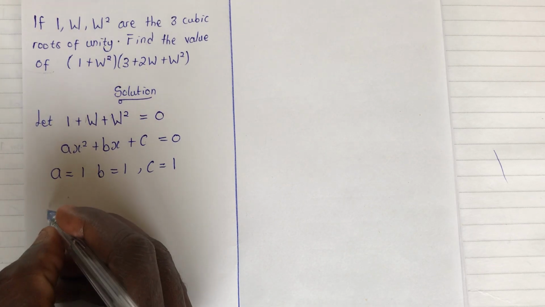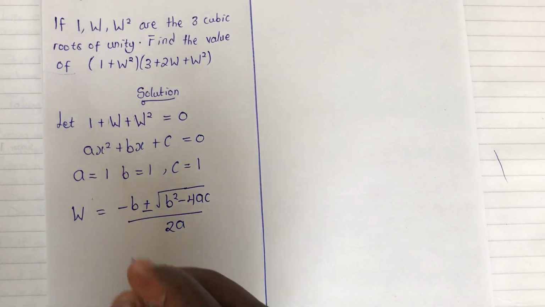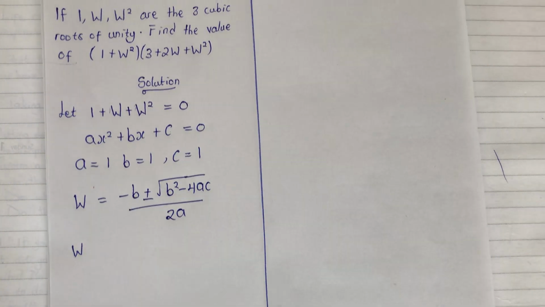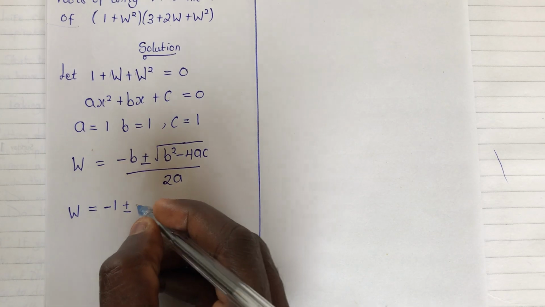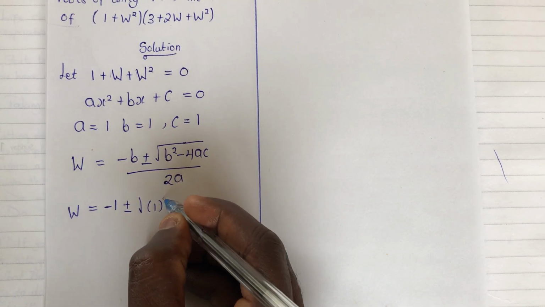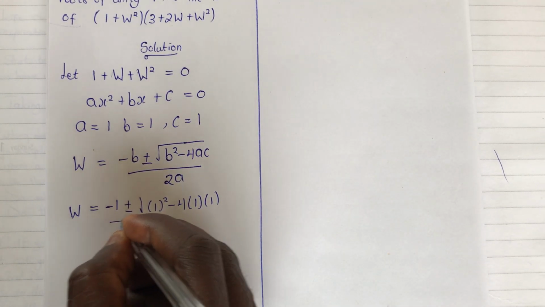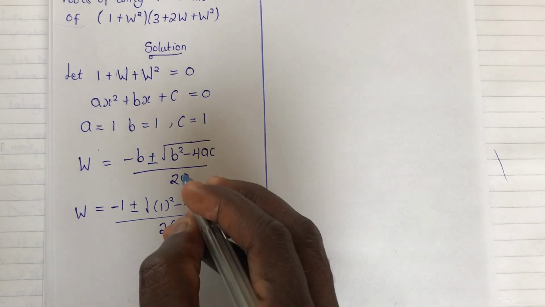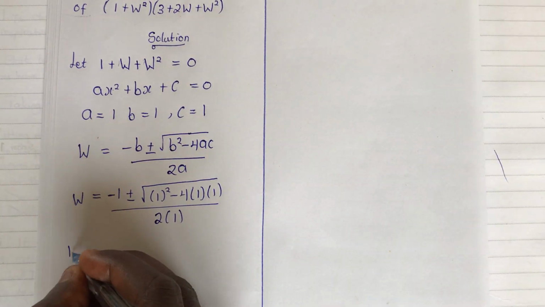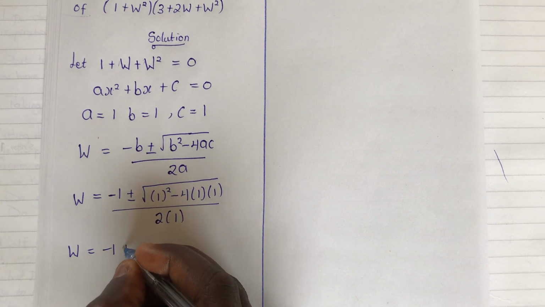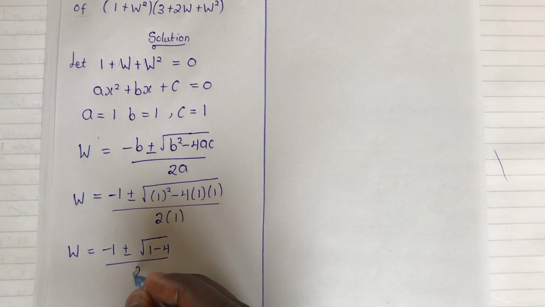So now we can use the quadratic formula to complete this. Let me name it w. You need to keep this formula in mind. I know the value of a, b, and c, so I can substitute them in. So w is equal to minus b, that is -1, plus or minus root of 1 square minus 4 into 1 into 1, all divided by 2 into 1. Then we can solve this by saying w equals -1 plus or minus root of 1 minus 4, all divided by 2.